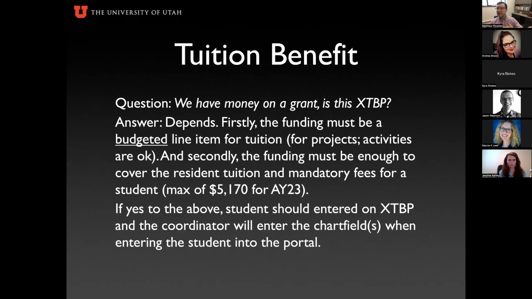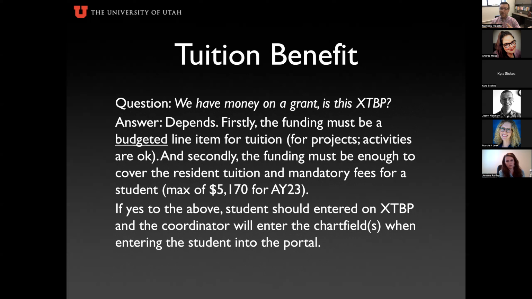We have money on a grant. So is this extended tuition benefit? The clear and definitive answer here is, well, it depends. Very clear and definitive, I know. So firstly, funding on a grant must be a budgeted line item. This is something that we run into. A PI says there's money on the grant, charge it to the grant. Well, there's money on the grant, but is there a tuition budgeted line item? It must be a budgeted line item for projects. If you are using an activity for extended tuition benefit, no need to budget a line item because it's an activity.